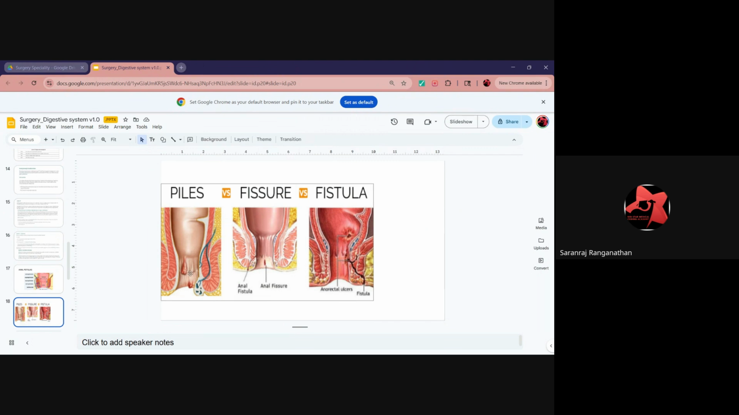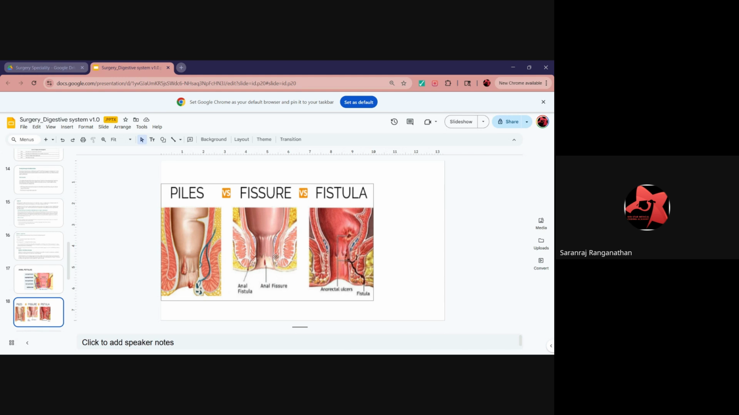In this slide, you can see what is a fistula, what is a pile, what is a fissure. You can check. See, piles are like hemorrhagic lumps. Hemorrhoids may occur on the inner side of the anus or the outer side of the anus. Then an anal fissure is like cracks in the anus. Because of pressure, it may lead to some cracks. Sorry, this is an anal fissure.